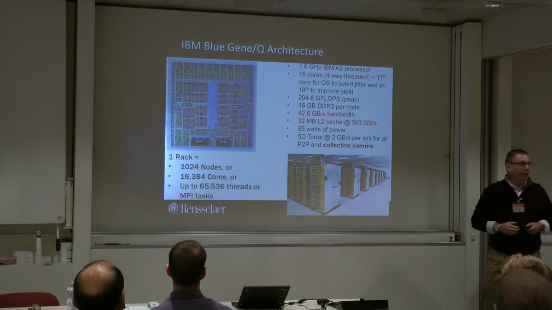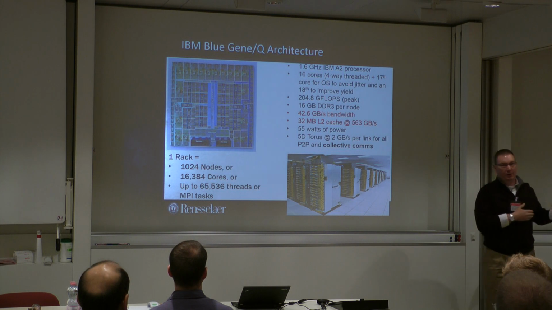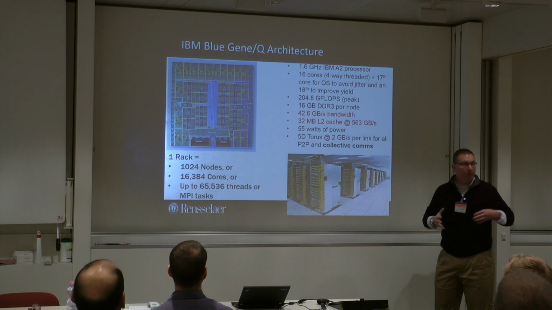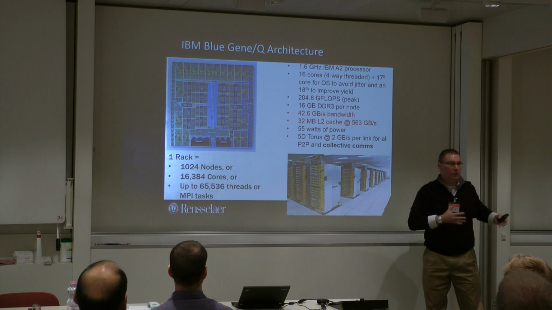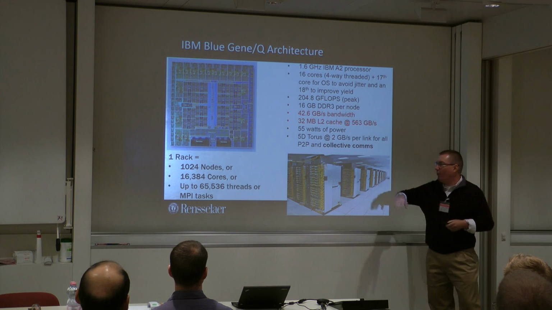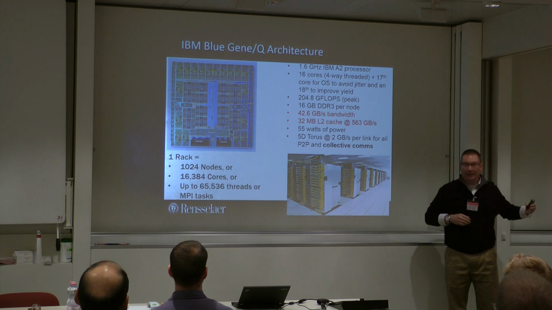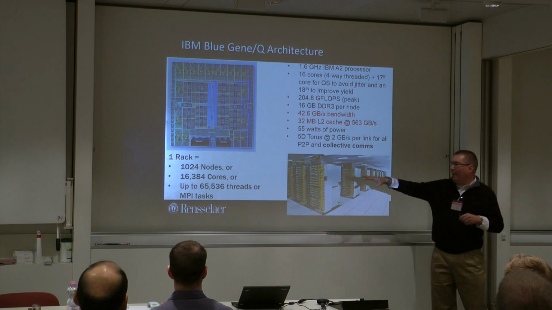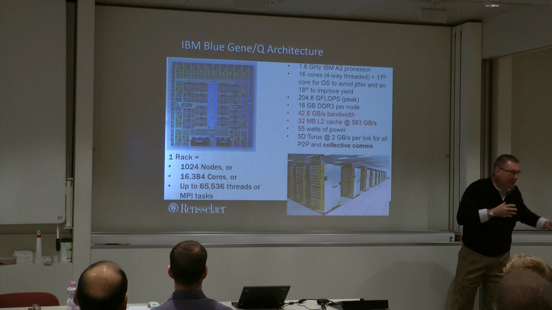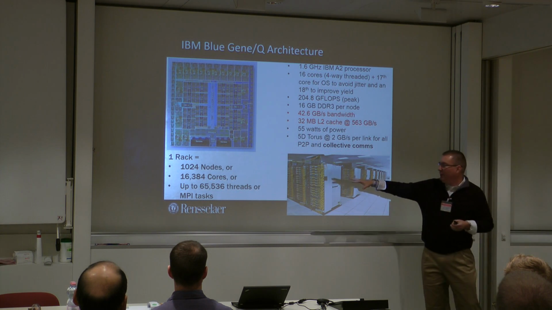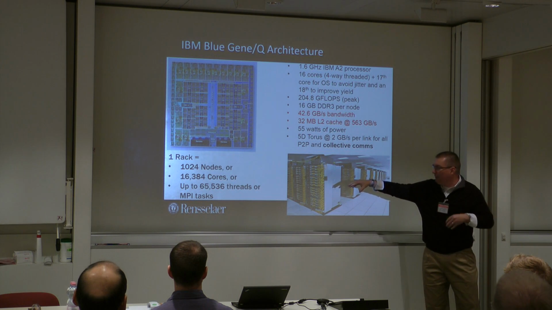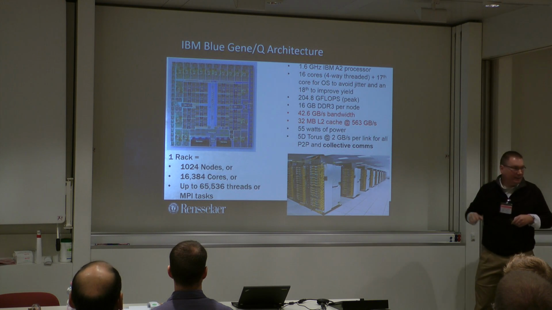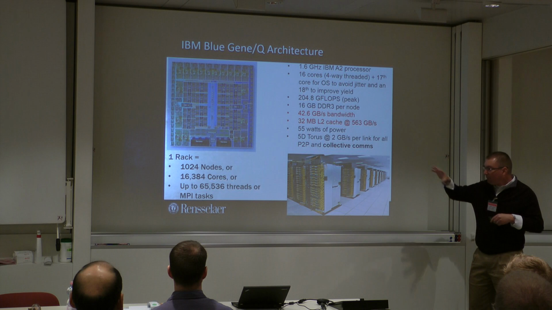All right, so let's talk a little bit about what this IBM Blue Gene Q is. It's the third generation system. First off, it's composed of racks. A single rack will have 1024 nodes, where each node has 16 cores. It also has the ability to run multiple threads or tasks, so it's 4-way hyper-threaded, or simultaneously threaded. So you could have up to 64K threads or MPI tasks, which stands for message passing interface, per rack.